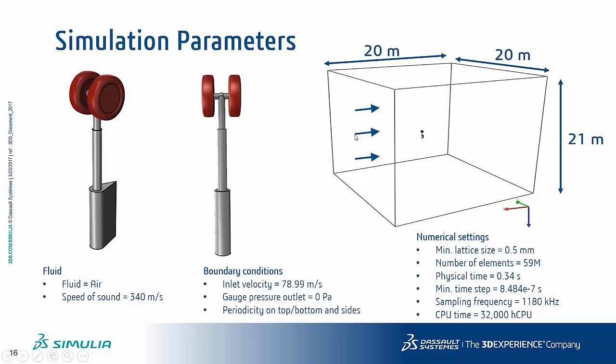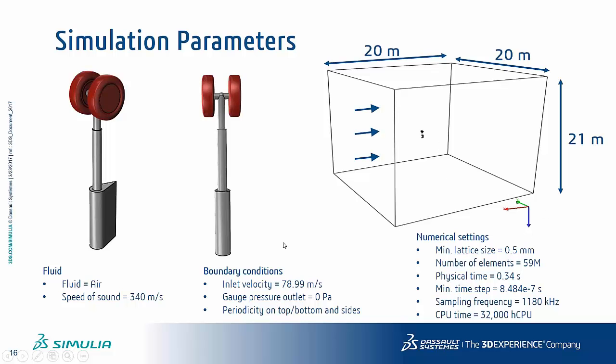Okay, so what we do is we impose that inlet boundary condition on this side here, and on the outlet we apply a gauge pressure outlet of 0 relative Pascal. On the sides, top, and bottom we apply periodicity conditions. This domain size has been chosen large enough so that there is no border effect on the simulation.